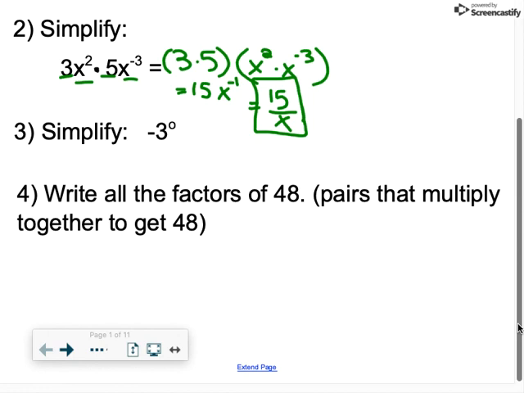This one tells us to simplify negative 3 to the 0 power. Since it's not in parentheses, we leave this negative down below. And now we just figure out what 3 to the 0 power is. Well, we know anything to the 0 power is just 1.